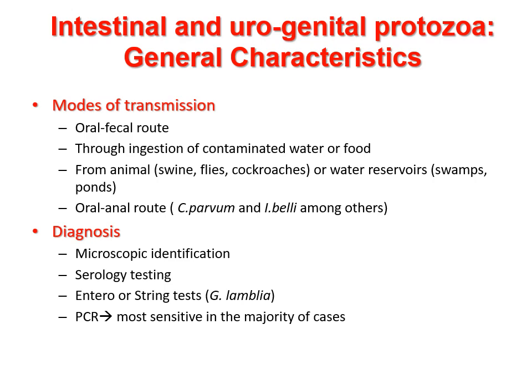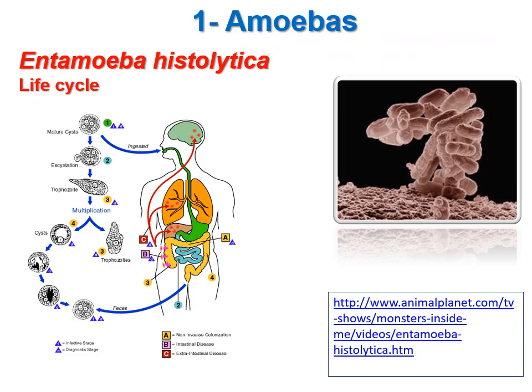As for the urogenital protozoan parasite Trichomonas, remember that the mode of transmission was mostly sexual transmission. For diagnosis of these urogenital and intestinal protozoa, we might have to use microscopic identification. There are also serology testing methods. Sometimes there are entero or string tests, and these are mostly for Giardia lamblia. And of course, the most sensitive diagnostic tool for all of them remains the molecular tool, which includes PCR among others.